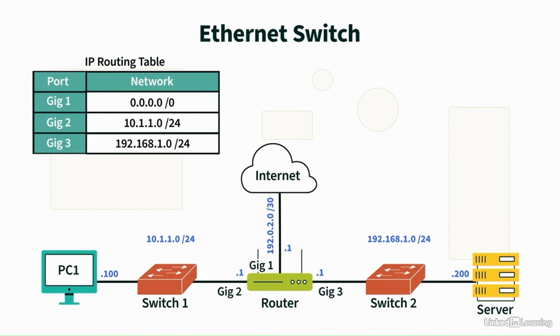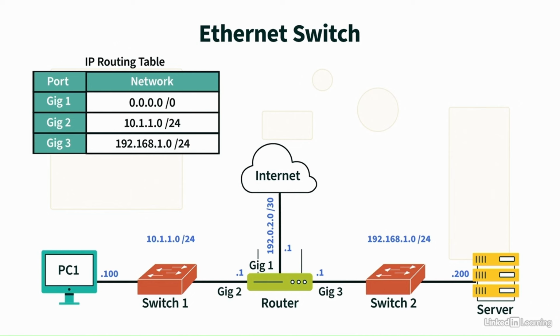Interface gig 3 is directly connected to the 192.168.1.0 network, and that network also has 24 bits in its subnet mask. But what about that 0.0.0.0 network with no bits in its subnet mask connected to interface gig 1? Well, this route is called a default route, and it's commonly used when a router connects out to the internet.